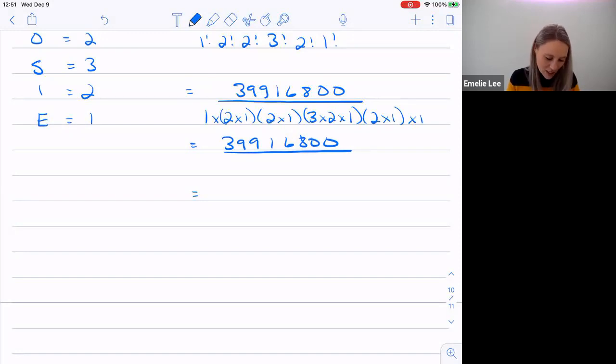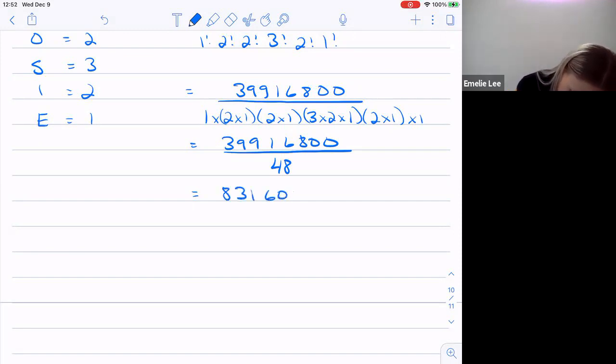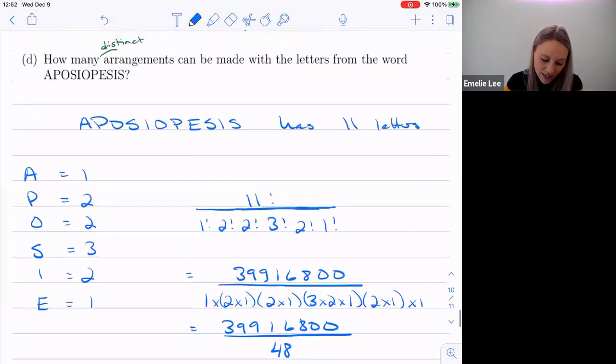2 times 2 times 3 times 2 times 2 is 48. 11 factorial divided by 48 is 831,600. How's that? So that's how many distinct arrangements there are of the letters in the word aposiopesis. Weird.